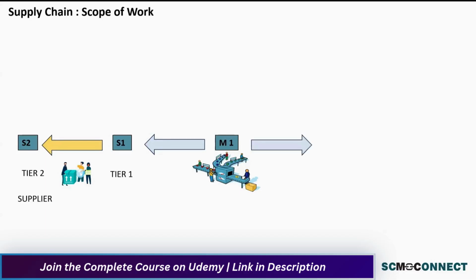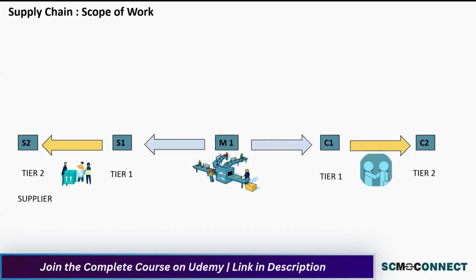Similarly, on the right hand side, you could have tier 1 customers. It could be your warehouse, it could be your distributors, or it could be your retailers. And then you have tier 2 customers, who could be, again, your end customers. So the scope of supply chain management starts from you need to manage right from tier 2 suppliers to tier 2 customers. That is the bandwidth that one should have.